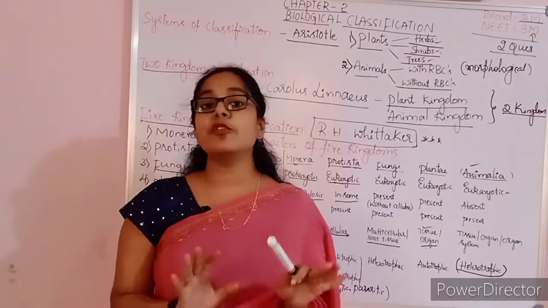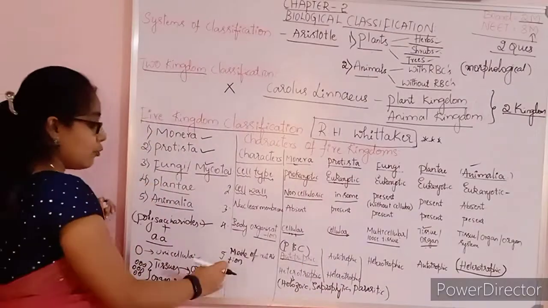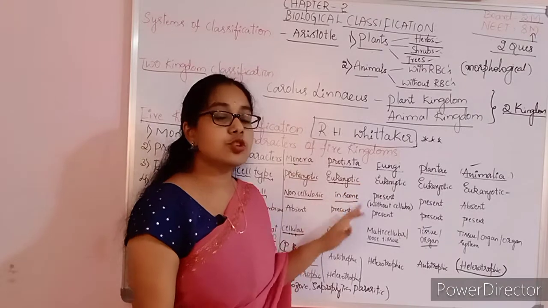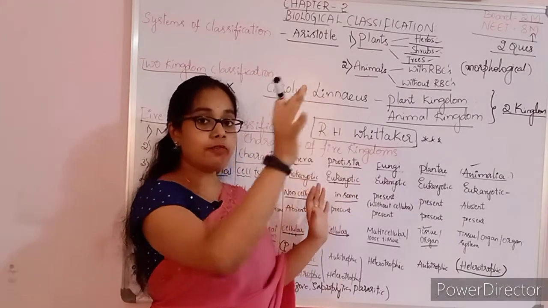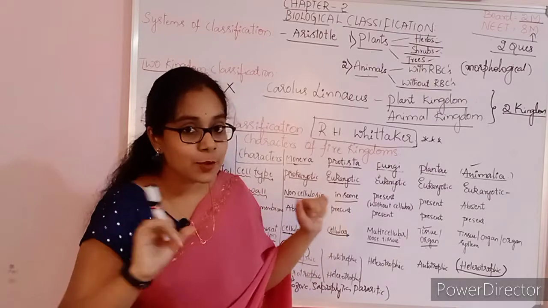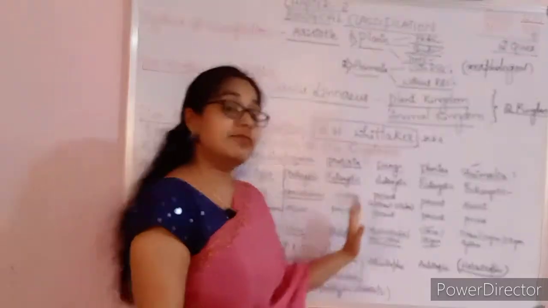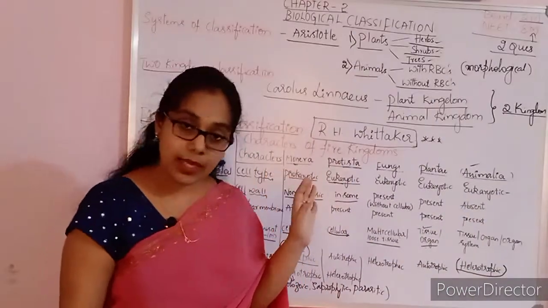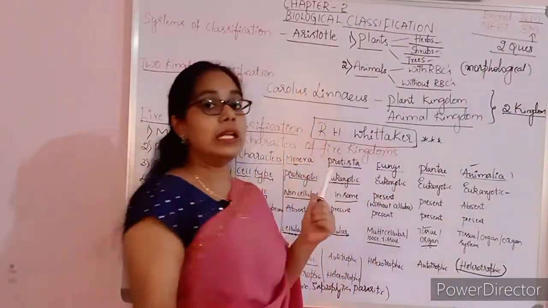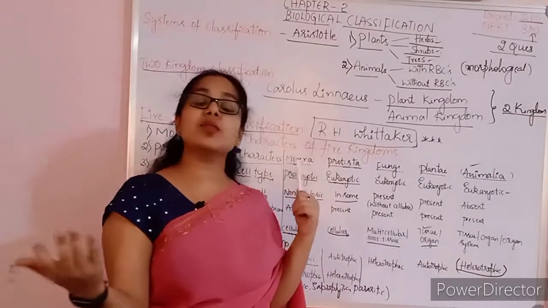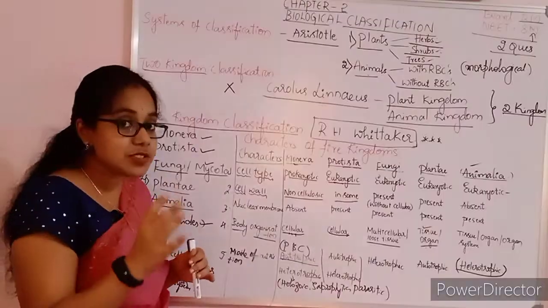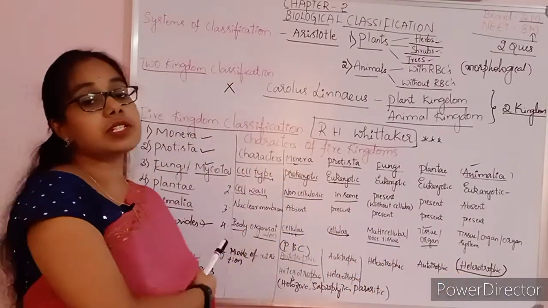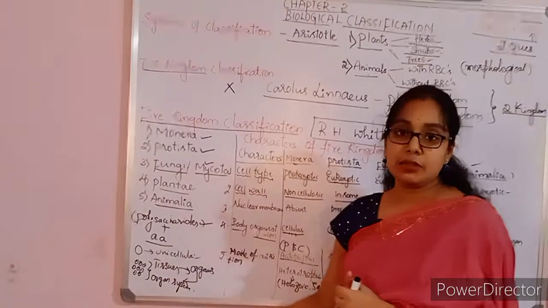Now the point is how to remember this. Say mode of nutrition. For the first two kingdoms, Monera and Protista, you should write autotrophic, heterotrophic, autotrophic, heterotrophic. Next, Fungi and Animalia are purely heterotrophic, and Plantae are purely autotrophic. This is how you can easily remember. If you just remember this table, you can easily write the characteristic features of all the kingdoms.